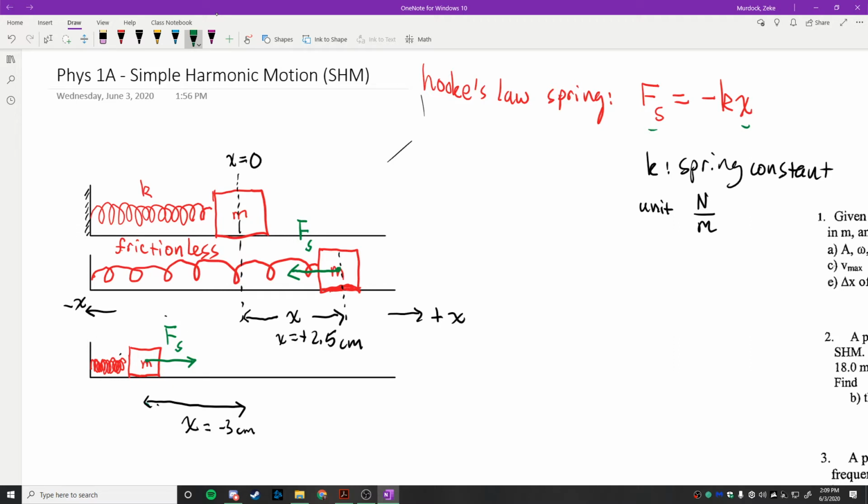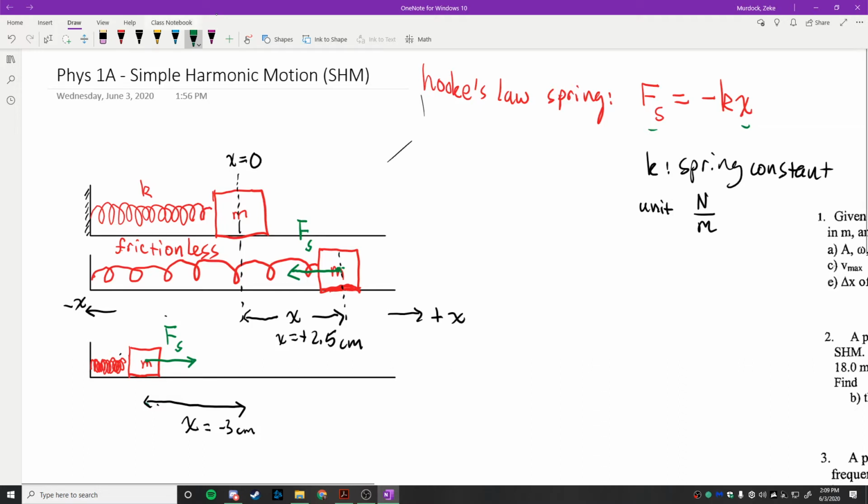So this is the type of system that we want to analyze. In particular, we want to analyze what happens if I take this box, stretch it to some position, and then let it go. If it's a frictionless surface and I stretch the box to some position like right here, it's going to feel a force back in that direction, and an acceleration in the same direction.